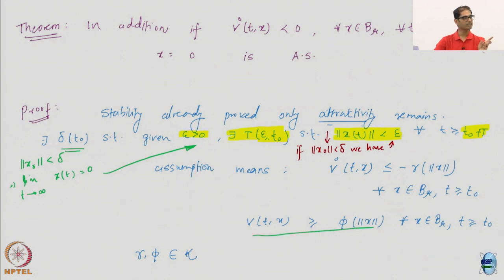Yeah, this delta is actually called in nonlinear systems the basin of attraction. A lot of you might have heard this term. It's typical to figure this out. Excellent, excellent. Okay, all right, great.